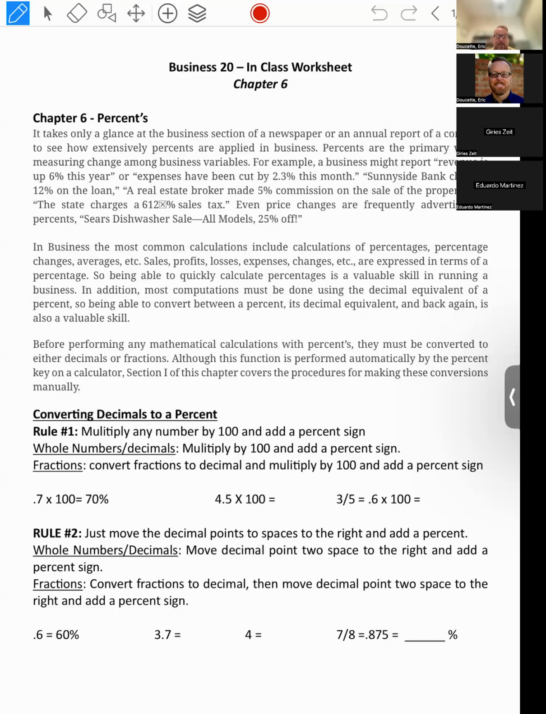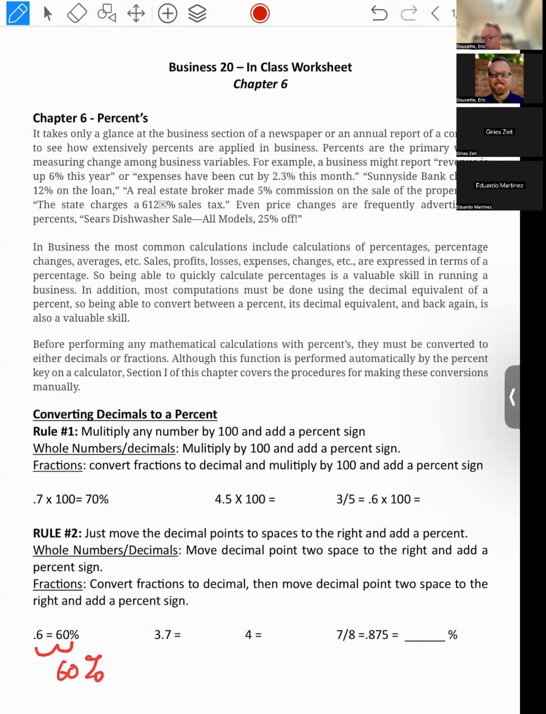But an even easier way is rule number 2, and that is just simply move the decimal point 2 spaces to the right and add the percent sign. And that's how you can convert them much more quickly. So for instance, if you take 0.6 and you move your decimal point, as it says here, 2 points over, so 1, 2, and basically add the percent sign, your answer would be 60%.